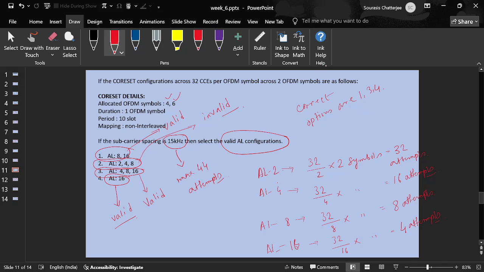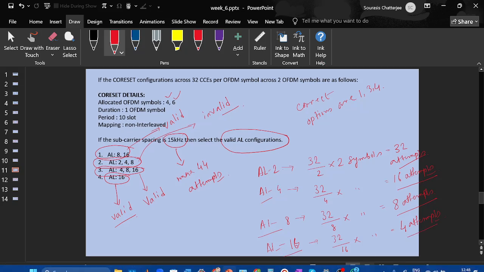At aggregation level 2, per symbol there are 32 CCEs, so it needs to be divided by 2. So there will be 16 PDCCH candidates per symbol, and in two symbols there will be 32 PDCCH candidates. So for aggregation level 2, the user has to make 32 attempts. At aggregation level 4, similarly there will be 8 PDCCH candidates per symbol, 32 divided by 4, times 2 symbols, so a total of 16 attempts. At aggregation level 8, similarly you will have 8 attempts, and at aggregation level 16 you will have 4 attempts.